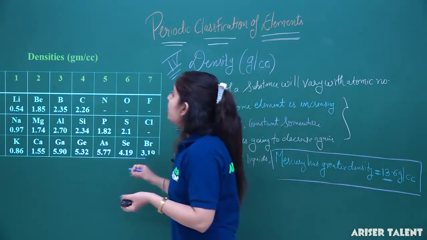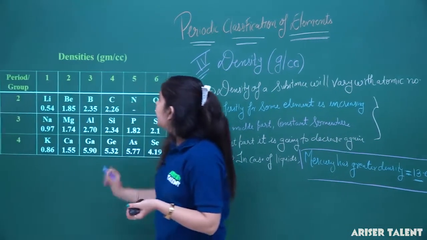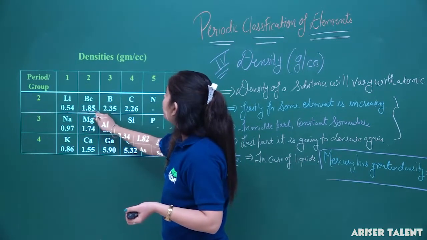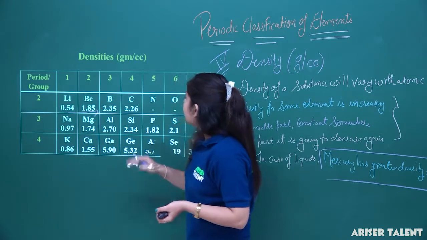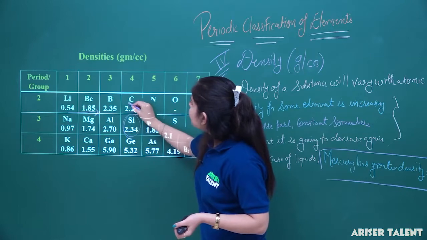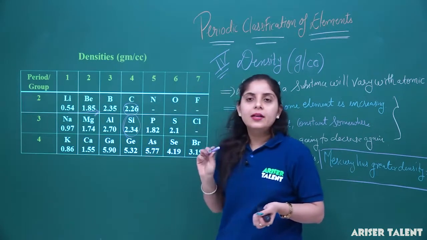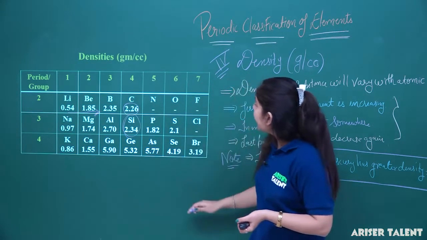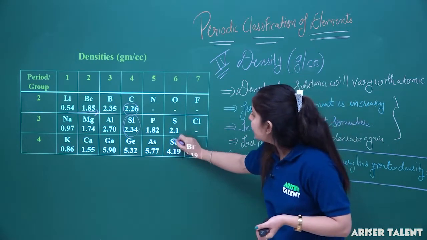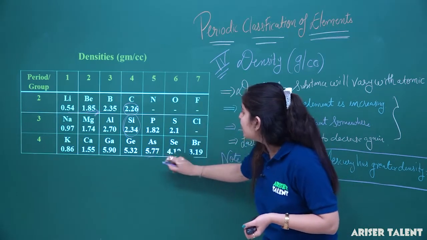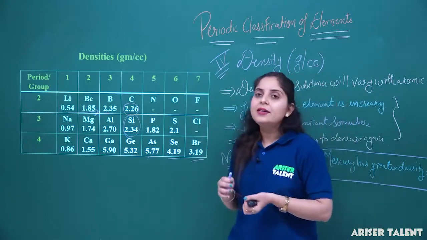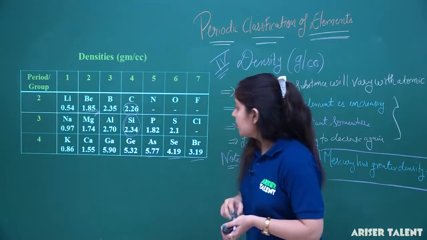So again I am repeating, you can see the trend in the case of the densities. The density is first increasing as we are moving from left to right. You can observe here. Then it will become constant somewhere in the periodic table, moving from left to right. And again it will gradually show a decrement, see here 4.519, 5.77 and 3.19. It has been reducing again. So this is the trend in case of the densities here.